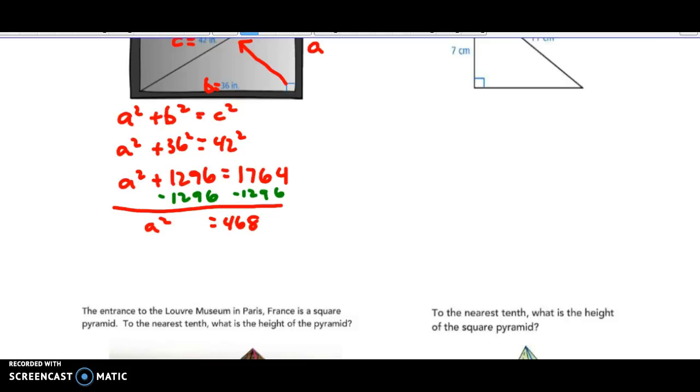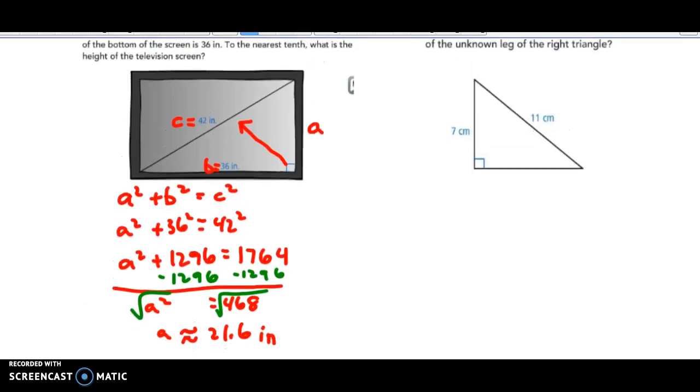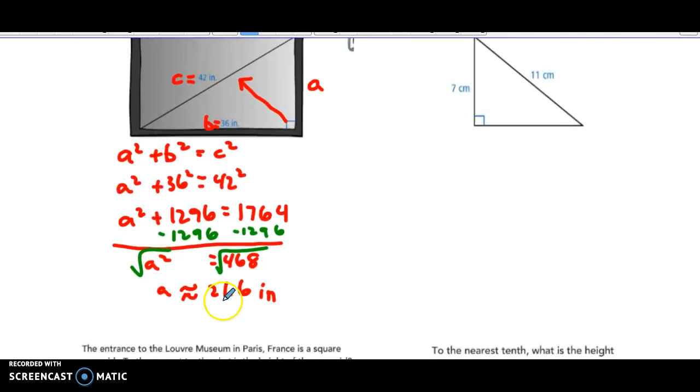So as I'm solving this now, I need to solve just for A. So to get rid of the squared exponent, I'm going to take the square root. Whatever I do to one side, I do to the other. And the square root of 468, this is not a perfect square, so I'm going to get a decimal that I'm going to have to round. So I'm going to say A is approximately equal to, and I'm going to round this off here to the nearest tenth. So the height of this TV is about 21 6/10 inches.